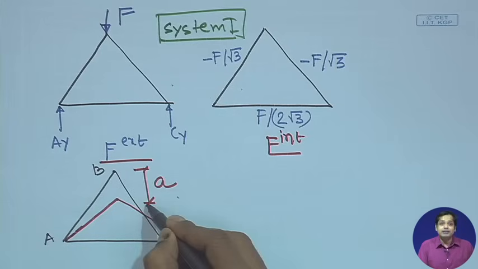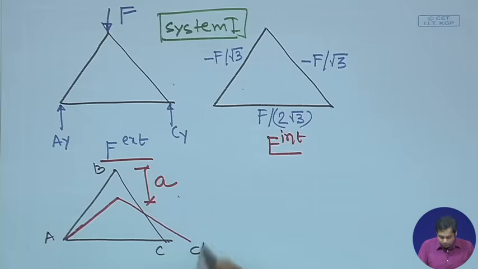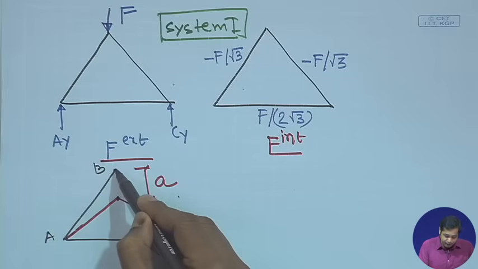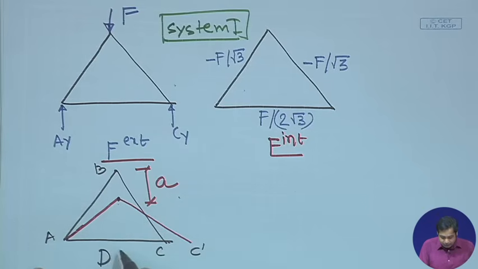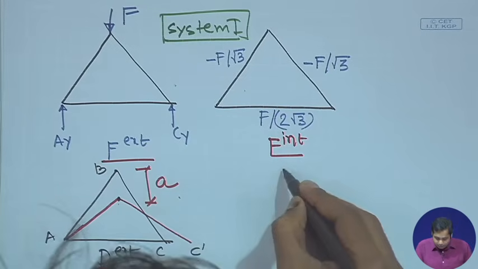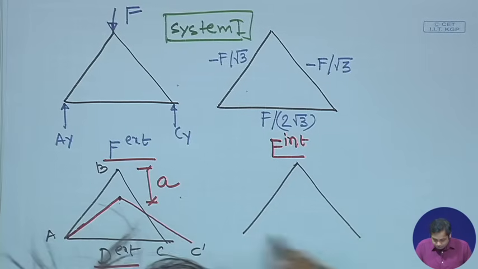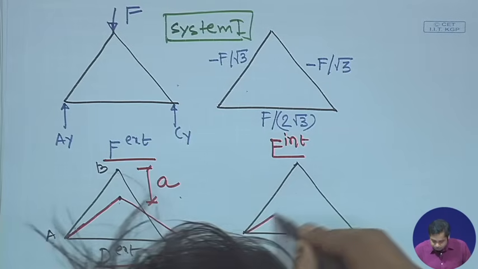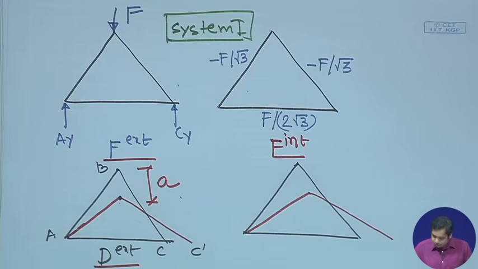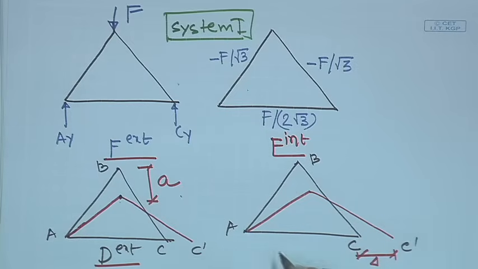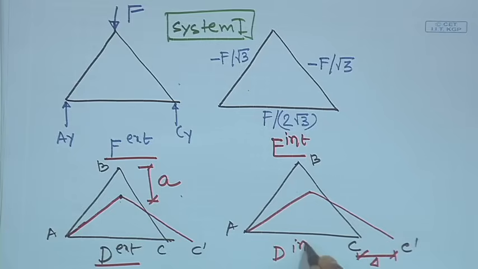Now, this is the external displacement. This is going more to C dash. This is the external displacement applied to joint B, and this is D external. And then what is the corresponding internal? Internal will be, so this is A, B, C, and these go to C dash, and this distance is say delta, and this is your D internal.